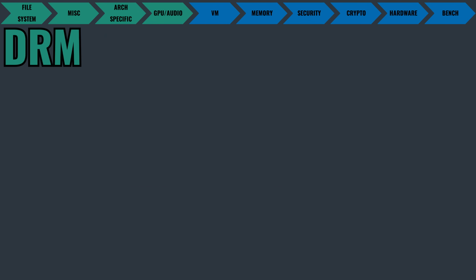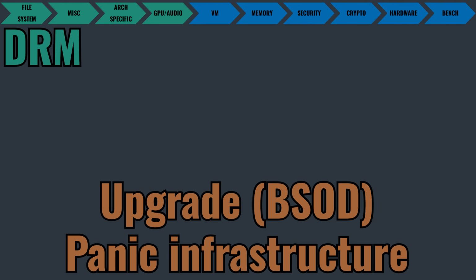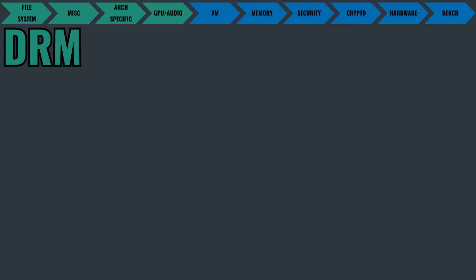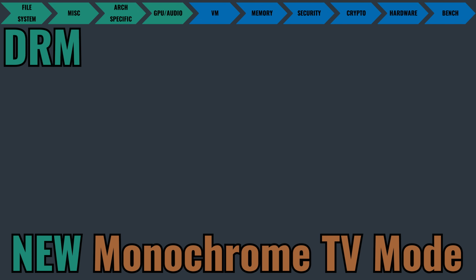We also see some work into the DRM panic infrastructure. That's the part of the code that allows for a blue screen of death on Linux. So it allows now monochrome logo support, selectable font, and dumping the actual kernel panic message to the screen, which is useful. We also see a new monochrome TV mode added to DRM, so now we're able to support a new, old, obscure monochrome TV mode. Thank you, Raspberry Pi dev, for making our lives a little bit more weird every day.